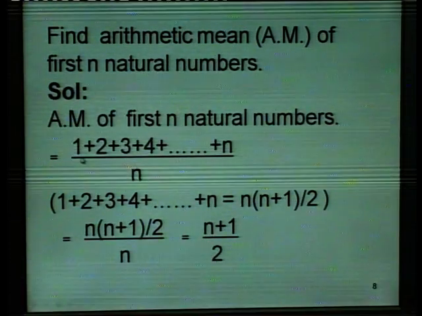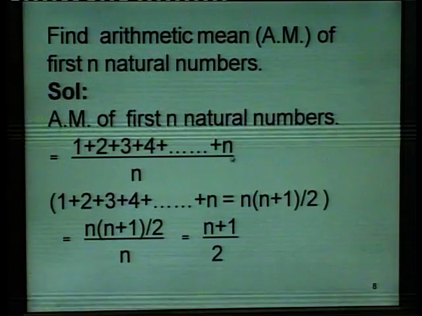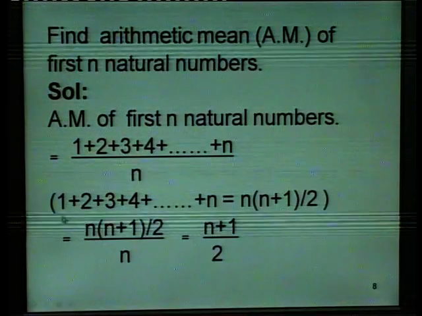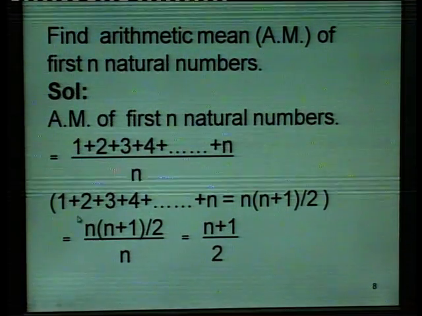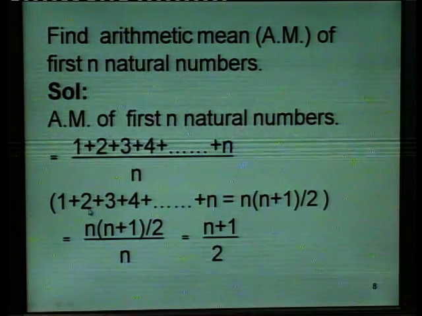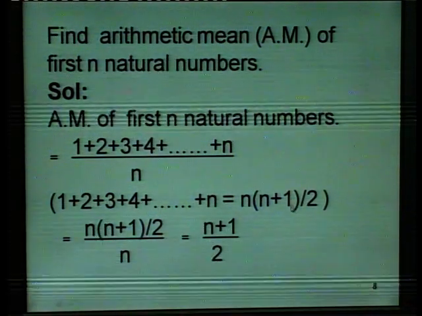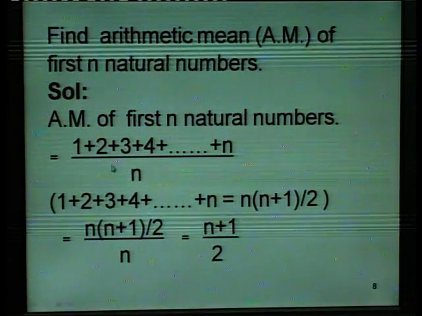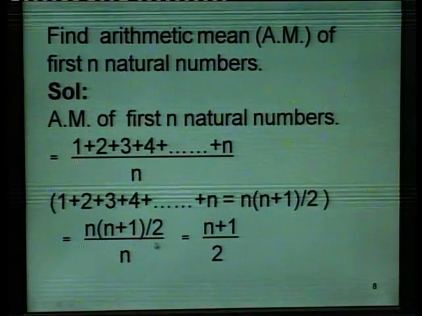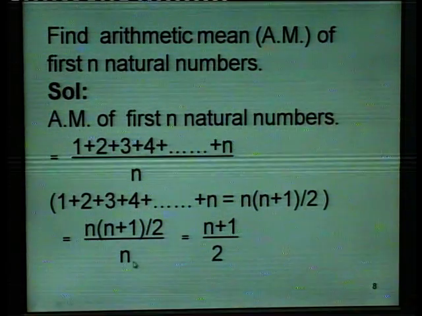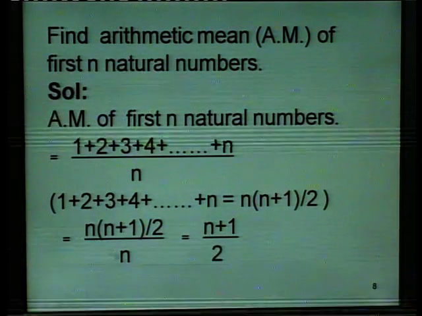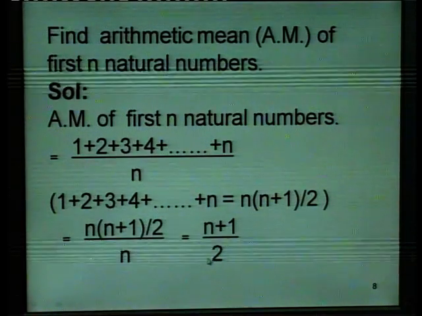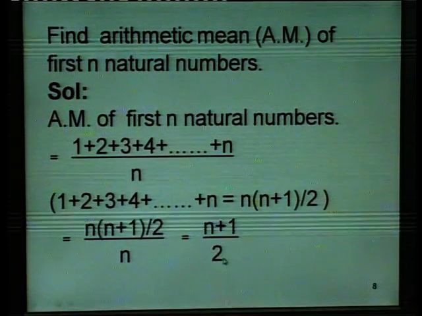Now, first we have to find 1 plus 2 plus 3 plus 4 up to n. This addition is an AP series with first term 1 and common difference also 1. So, it sums up to n into n plus 1 divided by 2. Now, substitute this value: n into n plus 1 divided by 2, divided by n. N will cancel, and we come up with n plus 1 by 2. So, the arithmetic mean of the first n natural numbers is equal to n plus 1 by 2.